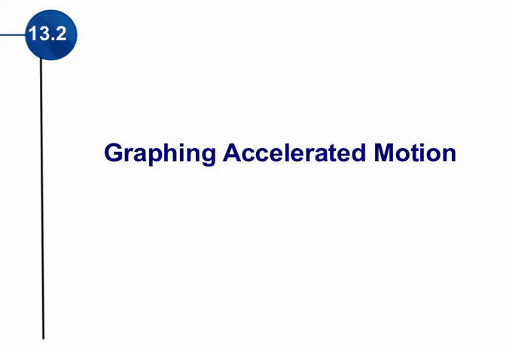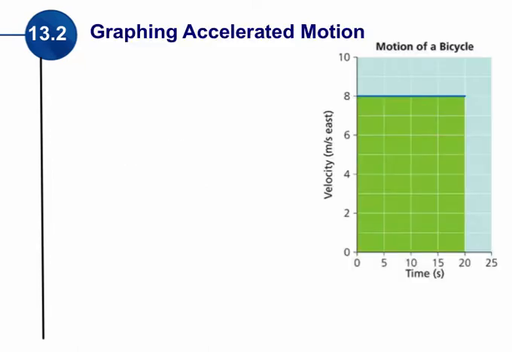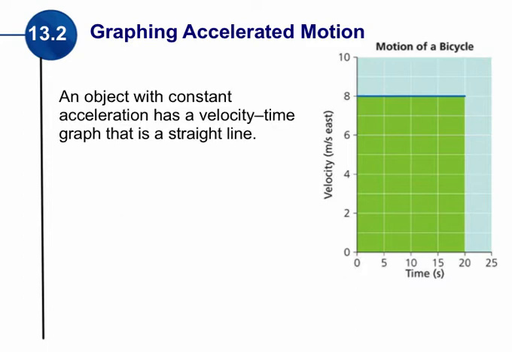So let's look at graphing accelerated motion. Now we're going to use this motion of a bicycle graph, this velocity time graph, to look at this accelerated motion. If an object has a constant acceleration, then the velocity time graph has a straight line. Much like this picture, we have a straight line.